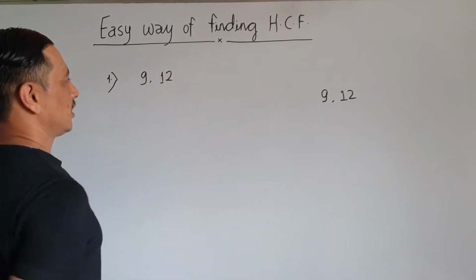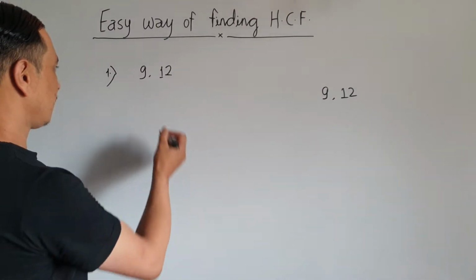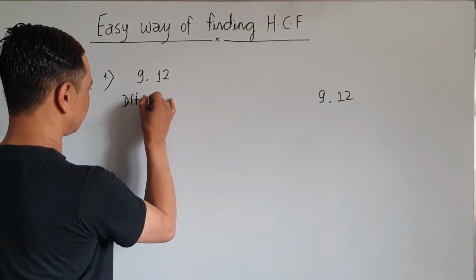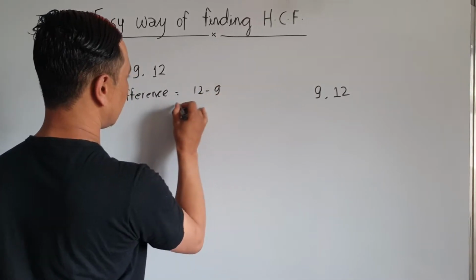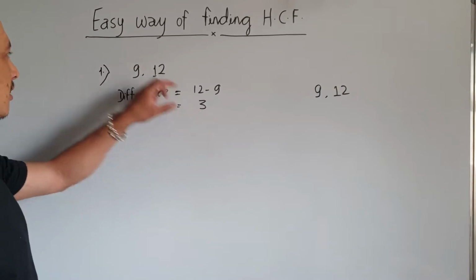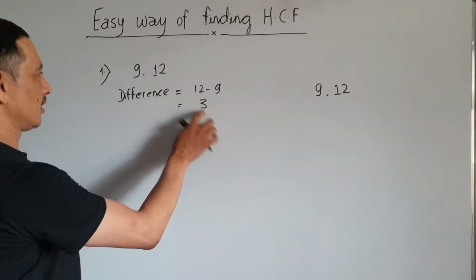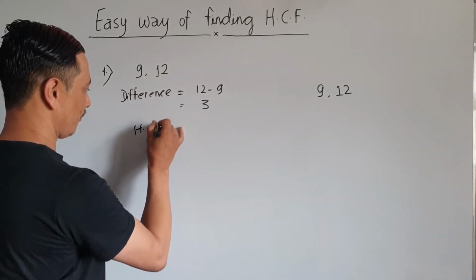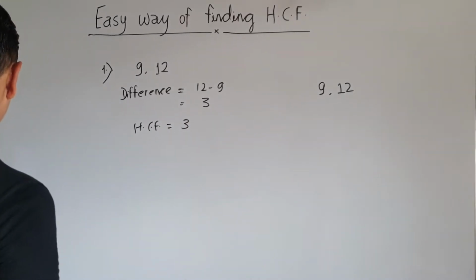Let's find the HCF of two numbers, 9 and 12. For this, we just find the difference. The difference of these two numbers is 12 minus 9, that is 3. Now, if this difference divides both the numbers exactly, then that is the HCF. So 3 times 3 is 9, 3 times 4 is 12. So the HCF is 3.